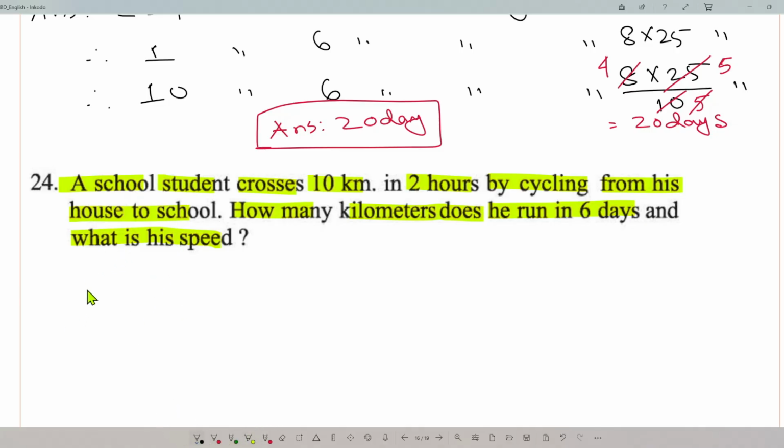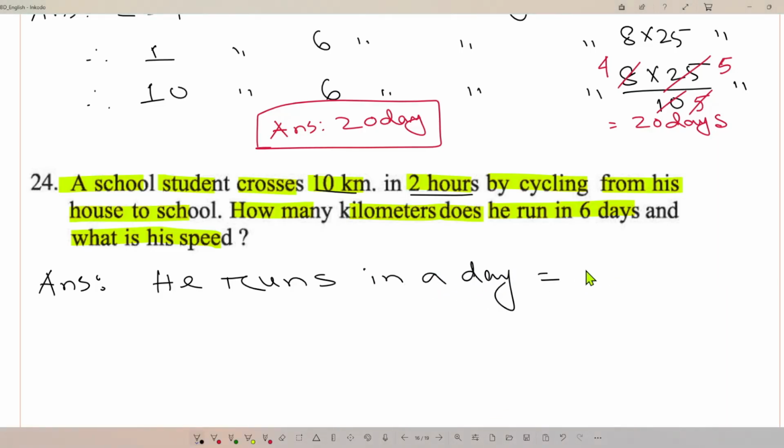So first, he crosses 10 kilometers in 2 hours from his house to school. So first we can write, he runs in a day 2 hours. So what about 6 days? So he runs in 6 days 2 times 6 hours.